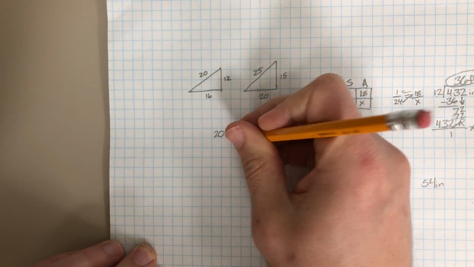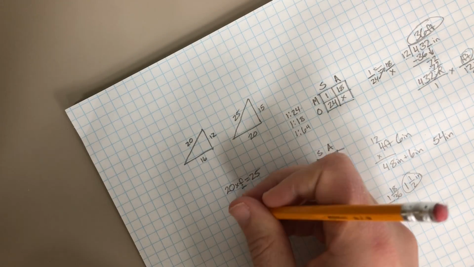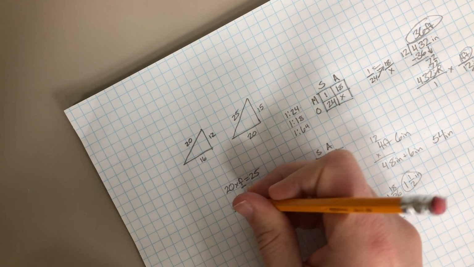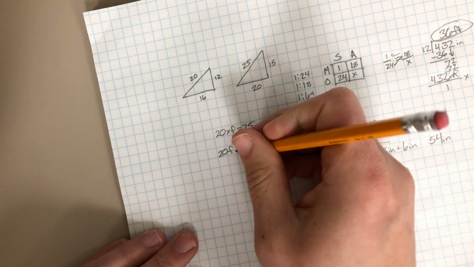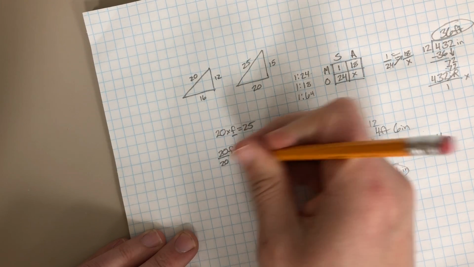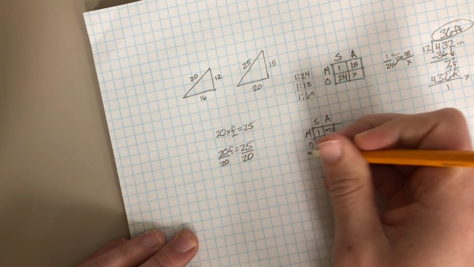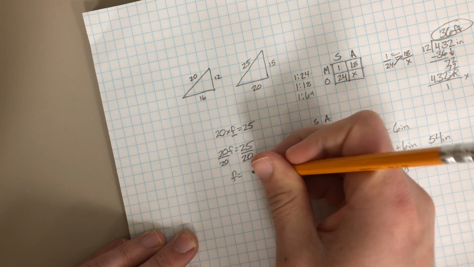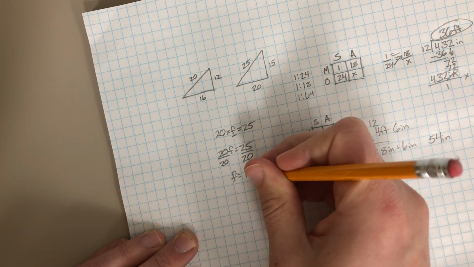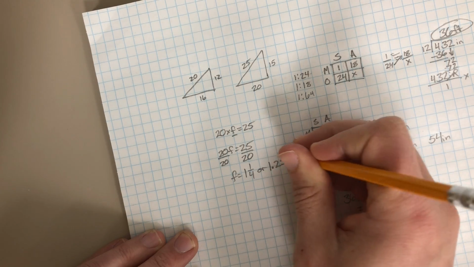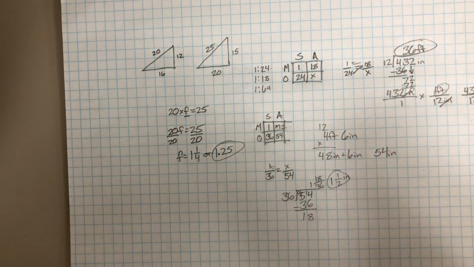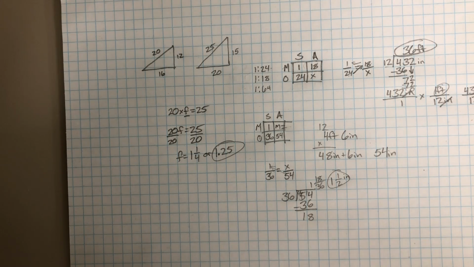And I want to figure out what is that scale factor. Another way to write that would be 20f equals 25. And now I can solve, right? Solve for f, divide by 20, divide by 20. F equals 1 1/4, or 1.25. Okay? So that's how you can determine the scale factor.